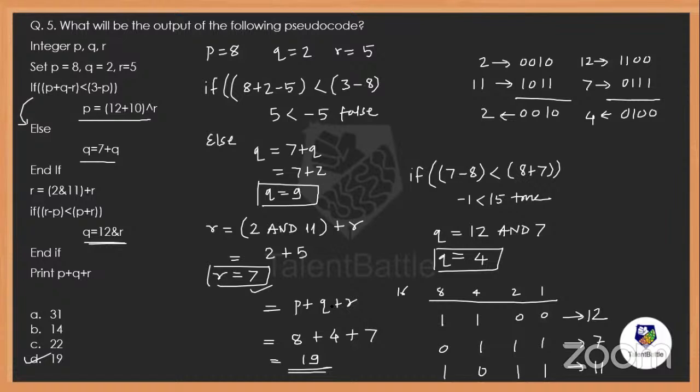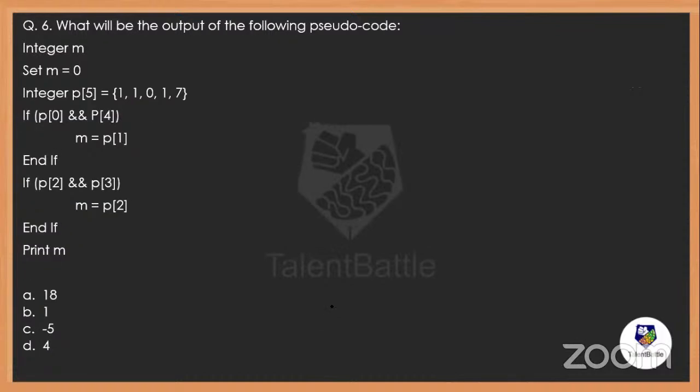Okay, so the answer for this question is 19, option D. Move ahead to the next question. Question number 6. Again, an array based question, but here the logical AND operator is utilized, two ampersand symbols.